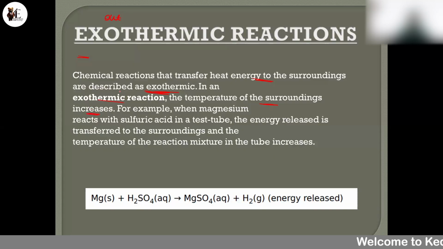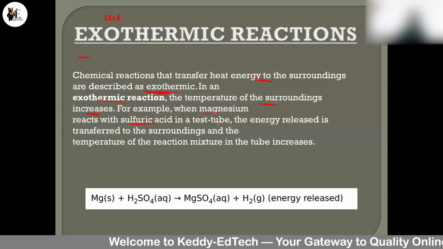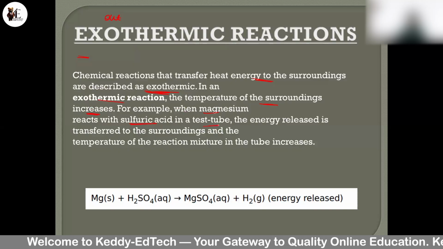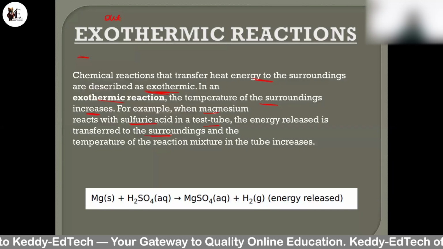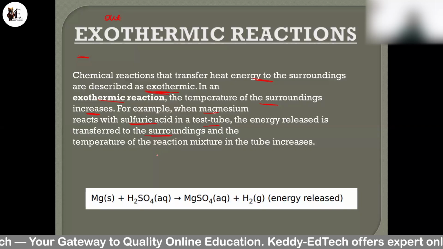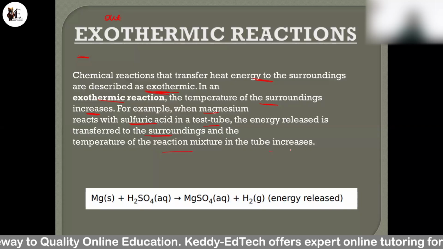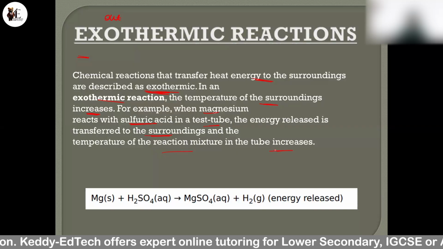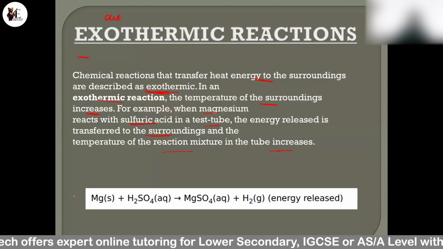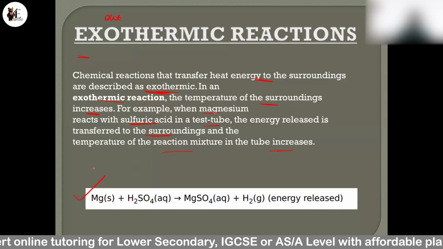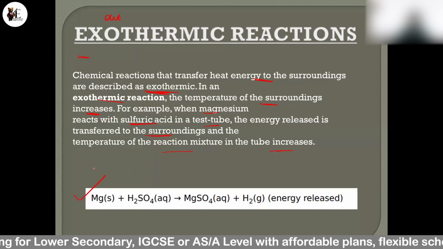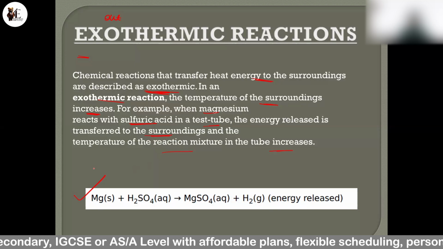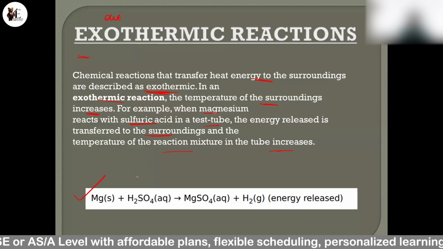Now let us look at this with the help of an example of what we do in the chemistry lab. When magnesium reacts with sulfuric acid in a test tube, this is an exothermic reaction. That means energy is released and transferred to the surroundings, and you can see that the test tube will become hot. The temperature of the reaction mixture in the tube increases. By touching the test tube, we can make sure that this is an exothermic reaction because heat is released. So magnesium reacting with sulfuric acid to form magnesium sulfate plus hydrogen gas is an exothermic reaction. Is it clear what is an exothermic reaction?